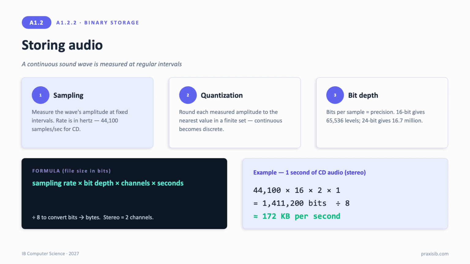Exam tip: stereo means 2 channels, and forgetting to multiply by the channels is the most common mistake here.